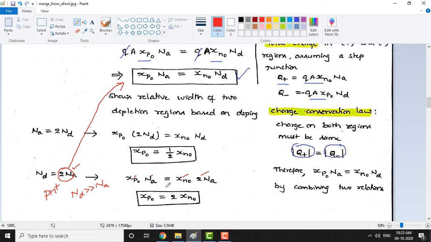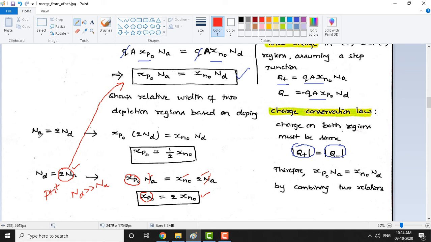Now I want to see what is the length on the p side, xp naught. The na cancels on both sides, and you are left with 2 times xn naught. That means the xp naught distance is twice the xn naught distance. Therefore, the depletion width extends more to the p side.